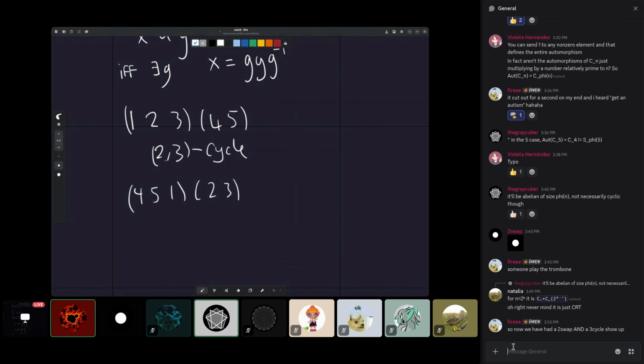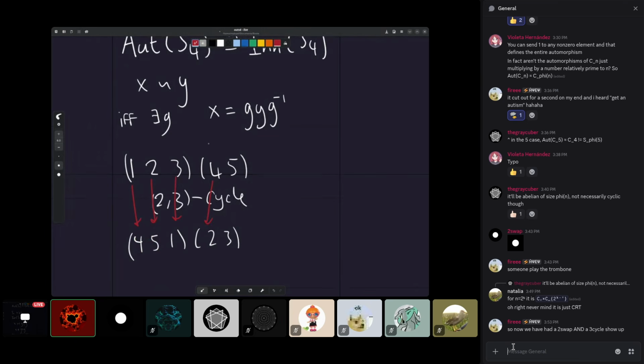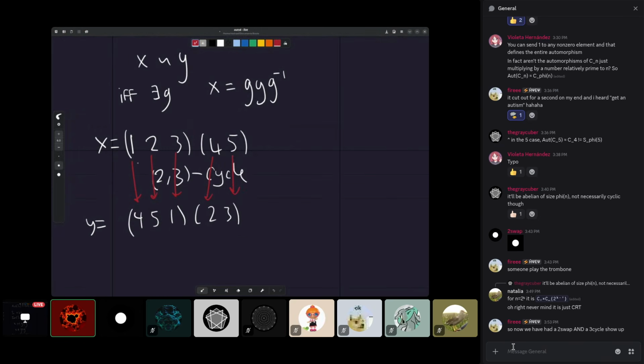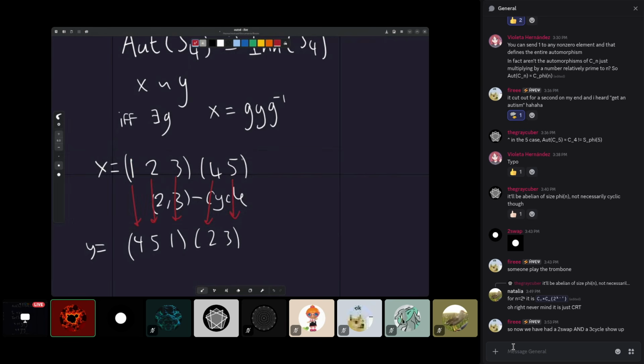And so those two, for example, are conjugated by whatever sends 1 to 4, 2 to 5, 3 to 1. Exactly. Yes. So the G in this, let's do it. So this is X. If that's X and that's Y, then the G that says that these two things are conjugate is the permutation that sends 1 to 4, 2 to 5, 3 to 1, 4 to 2, and 5 to 3. And I'll leave that as an exercise for why that's true. But I think it's hopefully sort of clear.